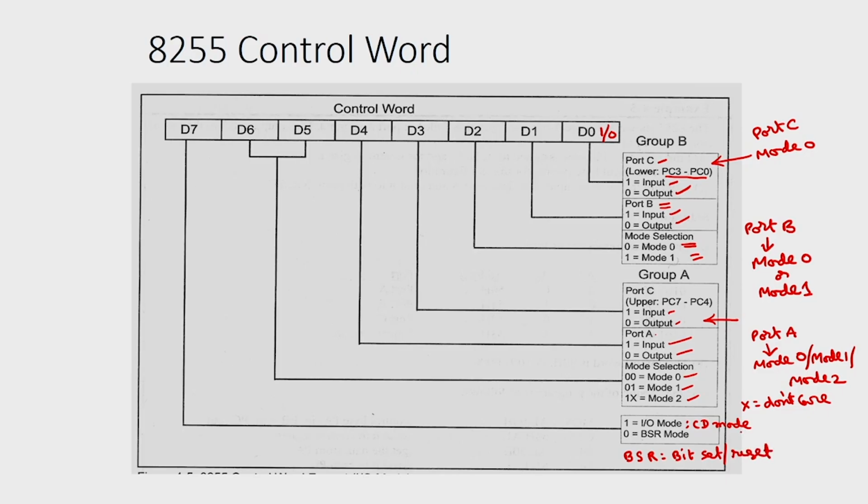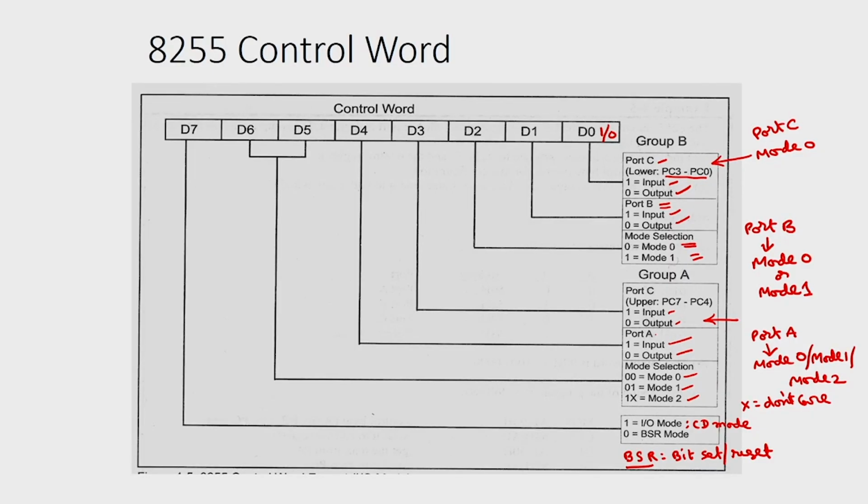So, in I/O mode or CD mode, we cannot program a single bit of a port as an input port or output port. The entire port can be programmed as either an input port or an output port. It is not possible to program a bit of a port as an input port and another bit of the same port as an output port. Whereas in case of bit set reset mode, as the name implies, one pin of this port A, so port A will have 8 bit pins, PA7 to PA0, is port A.